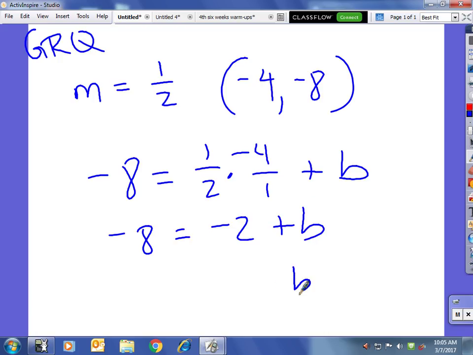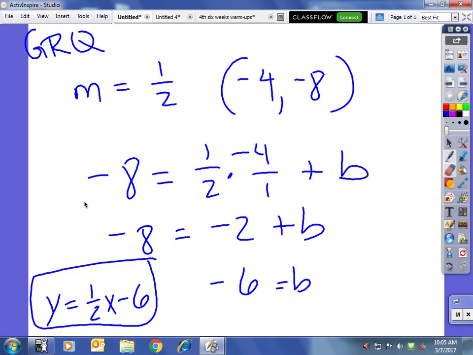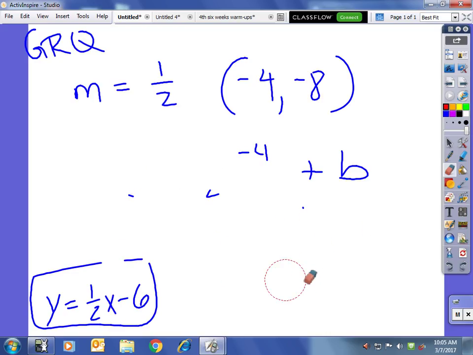What does B equal here? -6. So the first answer you would give me is y equals 1/2 x minus 6. That would go in the column of slope-intercept. Now, what about the standard column, though? I'm going to have to get rid of the fraction by multiplying everything by what? By 2. So let me make some space for that.